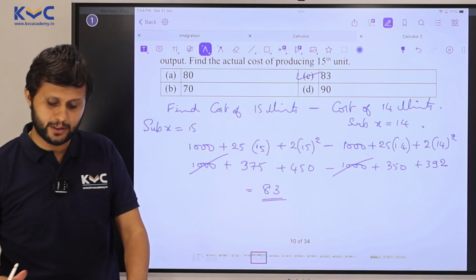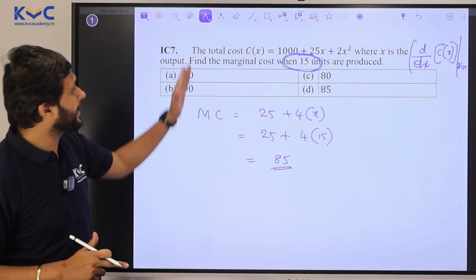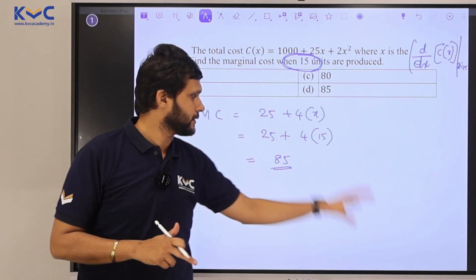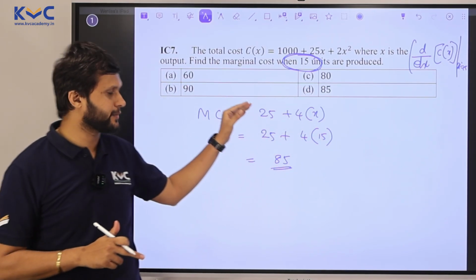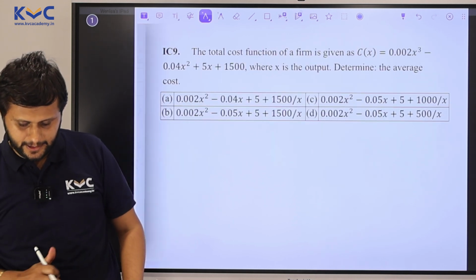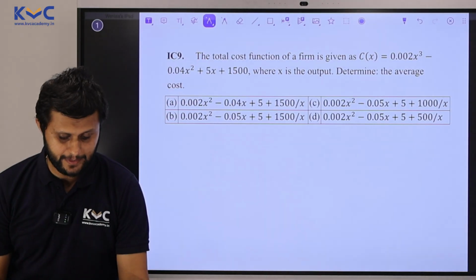Going back to the previous question, since it is the same data, here find the marginal cost when 15 units are produced. So that is slightly different. We have the marginal cost function. We'll just substitute the value as 15. That's number 8.